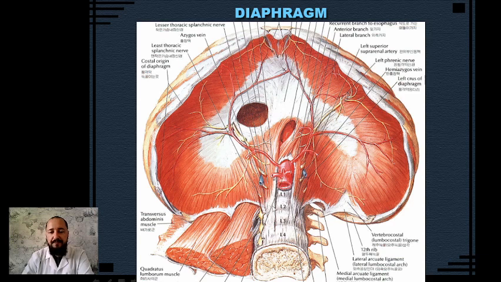So the medial crura arise from the surface of the lumbar vertebrae and make two openings. The first opening, closer to the vertebra, is the hiatus aorticus, the aortic opening for the aorta. The next one is anterior to the aorta. It is the esophageal opening for the esophagus.